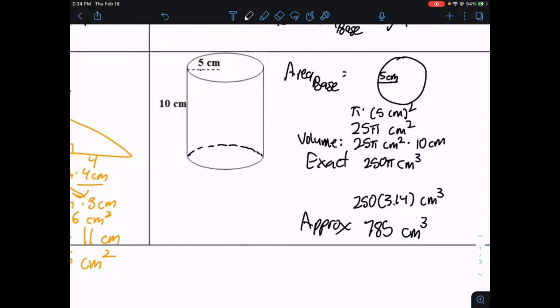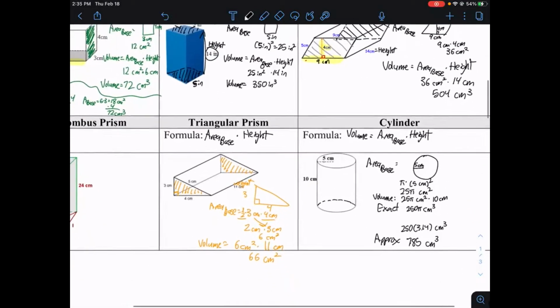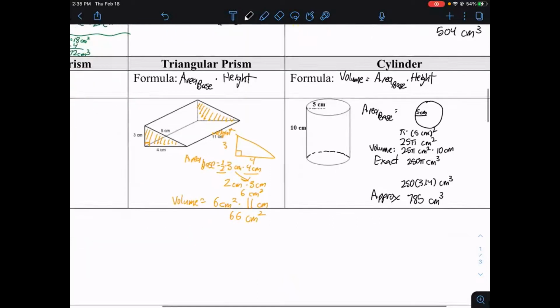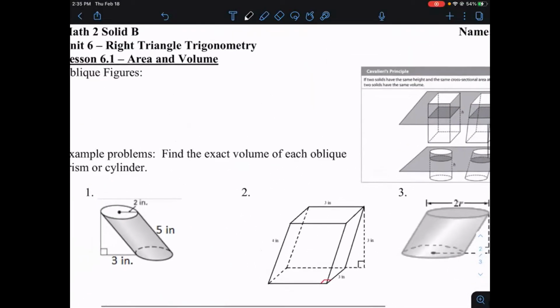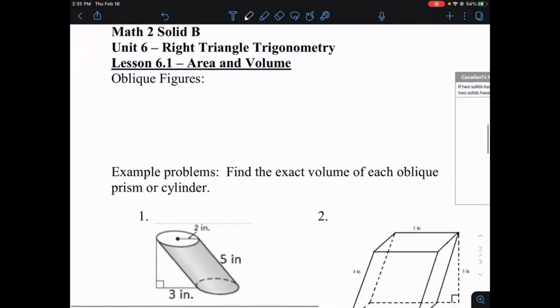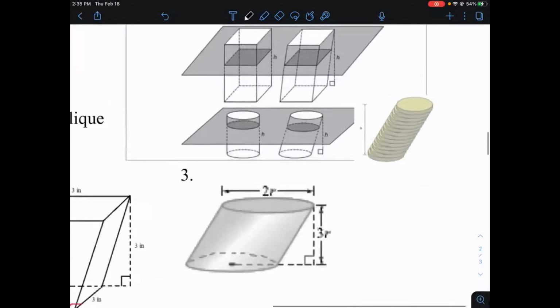Yeah, so again, questions about anything we have covered up to here? Okay, so then next we have these things called oblique figures. Okay, so let's just look at some pictures, right?